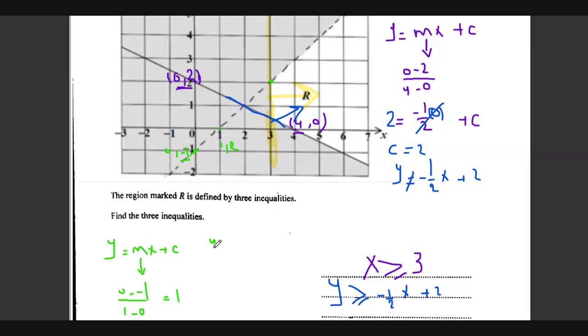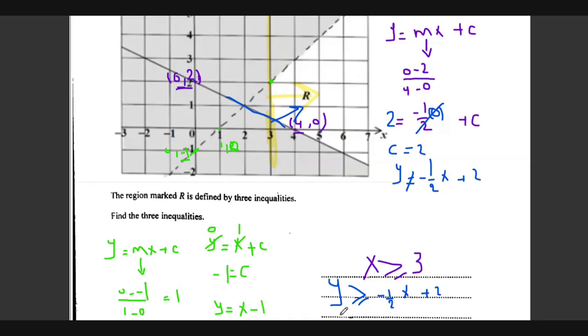So now y is equal to x plus c because the slope is 1. For the value of c, we can substitute with this point, 1 and 0. So y is equal to 0 and x is equal to 1. So c is equal to negative 1. And this equation is y equal to x minus 1.